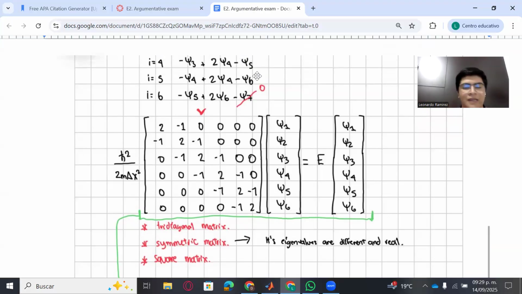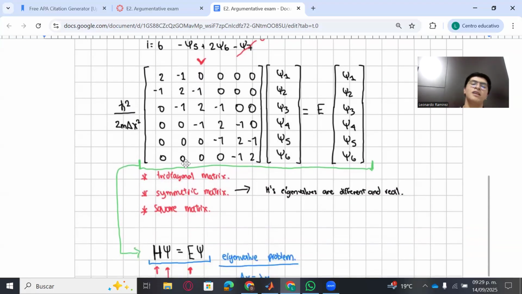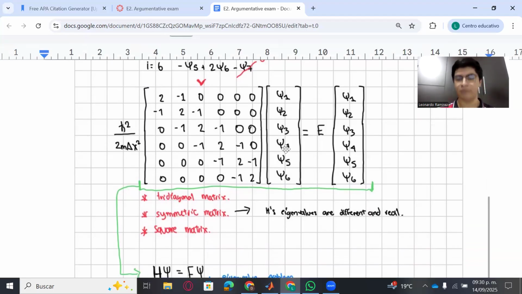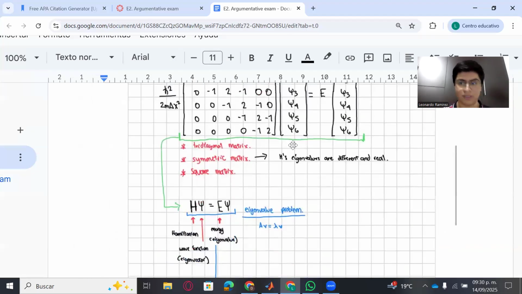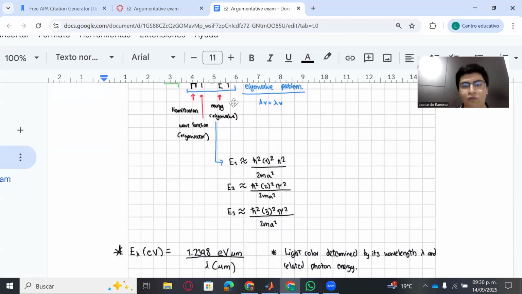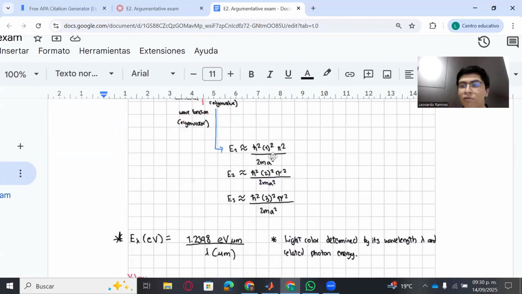Of course, we only take into account 1 to 6 i, because we can see how 2 starts falling into a diagonal, then minus 1, then minus 1, and the other values are just 0. So we end up with a tridiagonal matrix, a symmetric matrix, and a square matrix. All in matrix notation, we get this. And if we solve that, we get eigenvalues, and those eigenvalues account for our electron energy levels, and that's the beauty of this. Those eigenvalues, we already have the analytical approach, so we can compare and contrast to see if we did everything right.